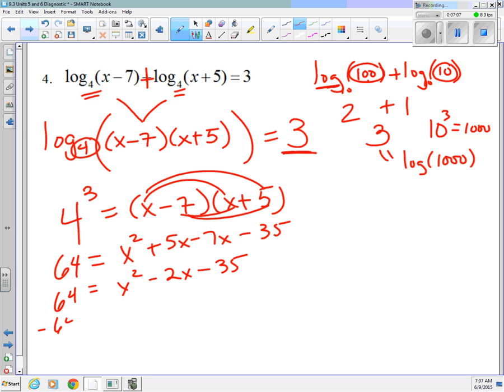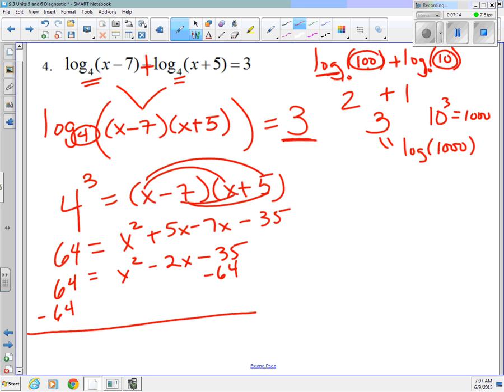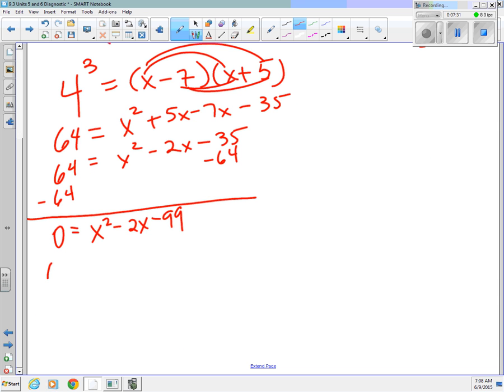I'll subtract 64 from both sides. And so I end up getting 0 equals x squared minus 2x minus 89. Oh, sorry, minus 99. What am I doing? Minus 99. I'm thinking 89 is prime. That's not going to work very well. Okay, so back here we are.